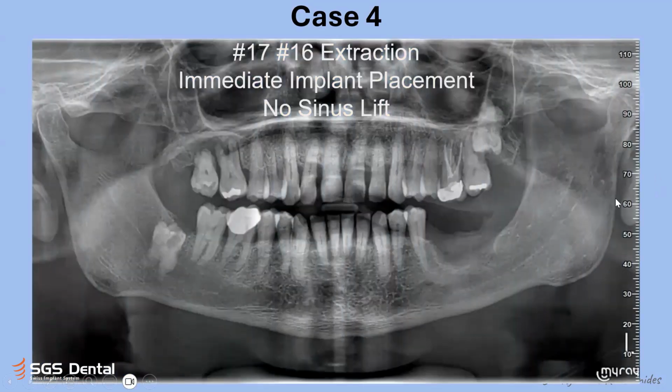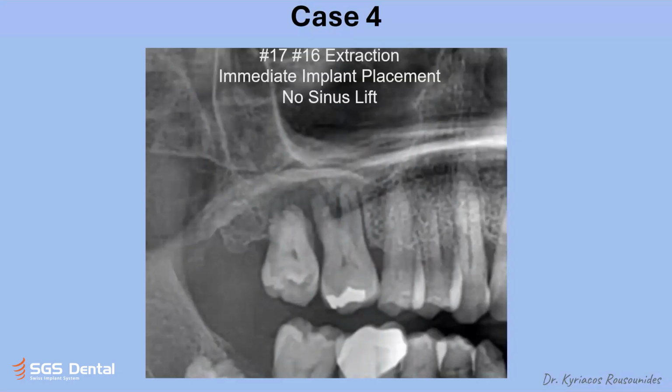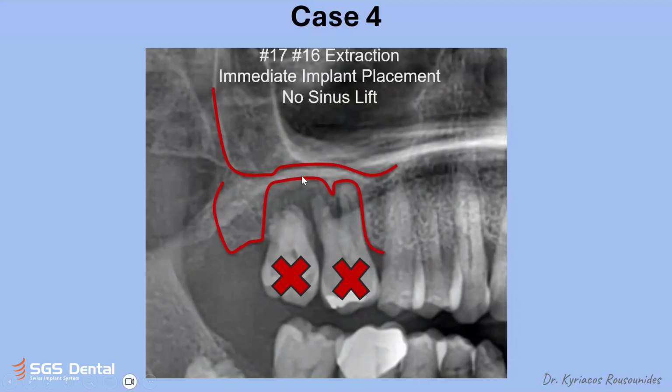Here is a one-side implant placement immediately after extractions. Here, as you can see, number 17 and number 16 needed to be removed. We go a bit further with the anatomical limitations. Here is the sinus, and here is the infection area. As you can see here, either you do an augmentation here or you do a sinus lift above. We've done nothing of the above.